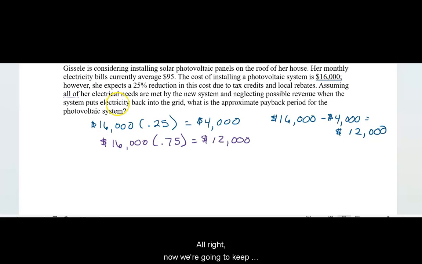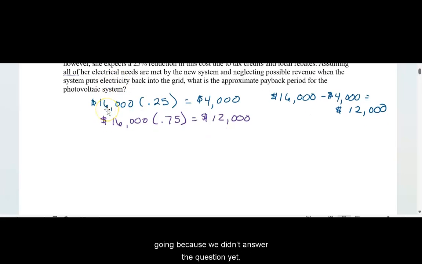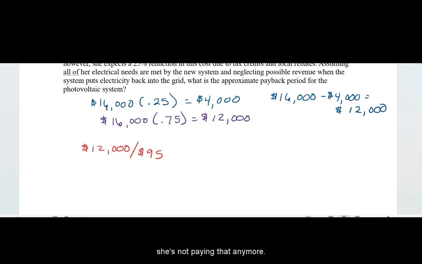All right, now we're going to keep going because we didn't answer the question yet. The question wants to know how long will it take for her to basically have paid back what she put in. So let's think about that. She spent $12,000, but now she was paying $95 a month in electricity. She's now saving that $95 because putting this in, she's not paying that anymore. So now she's saving the 95. So we want to divide the amounts, and then we'll just round to the nearest whole month.